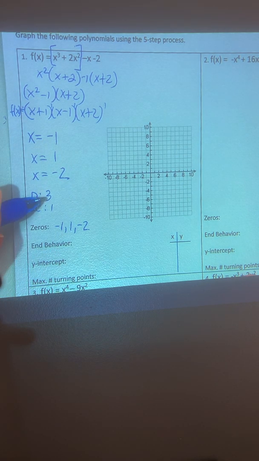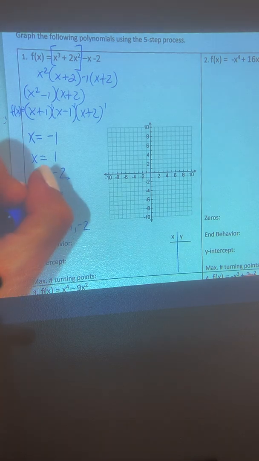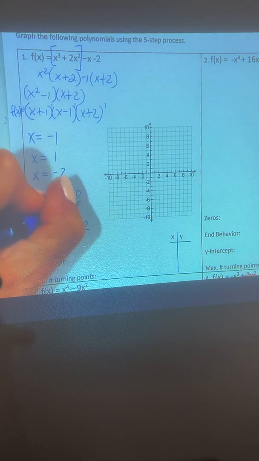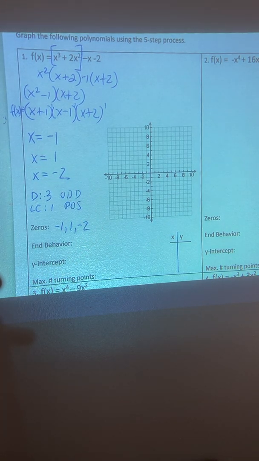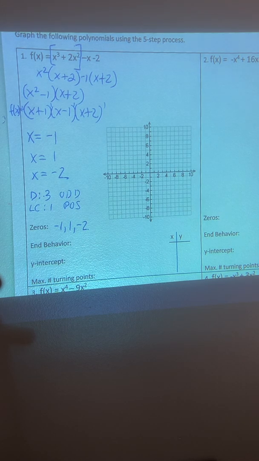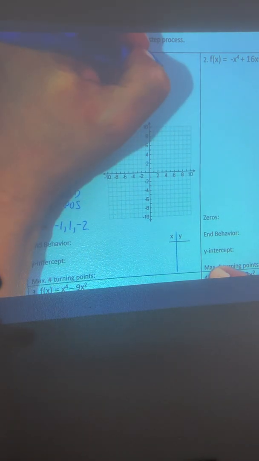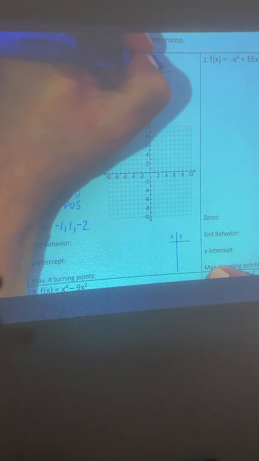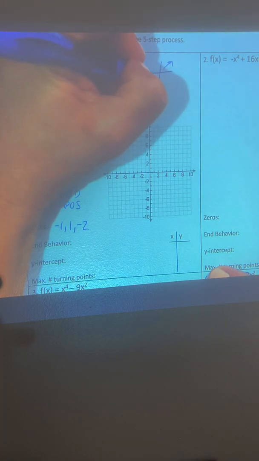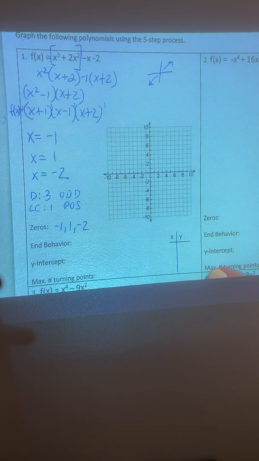So what do we got? We got odd and positive. All right, so what does odd positive look like? You have to go back. Odd positive looks like this. I'll draw you the sketch, but odd positive is this. Okay, that's odd positive.